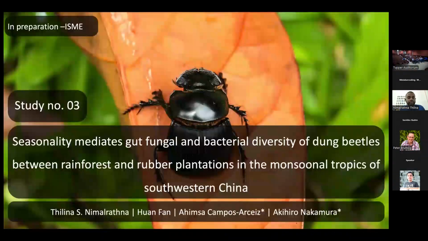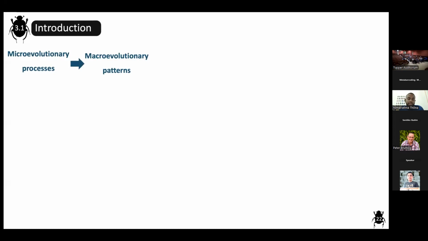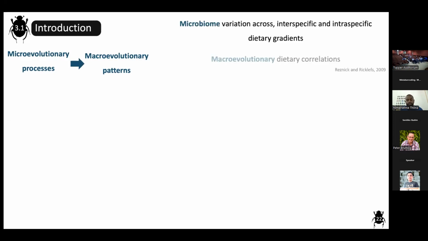Okay, so let's go to the third study. There we look at whether the dung beetle can change their diet throughout the season or the habitat, and how the bacteria found in the dung beetle gut can help with their dietary changes. Studies use the microevolutionary process to look at the macroevolutionary pattern. For example, if you look at the gut microbial composition of a species throughout their dietary gradient, we can understand how the species adapted to different types of foods.